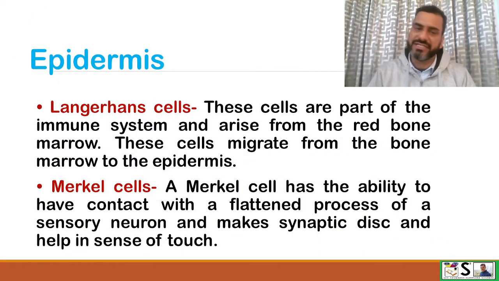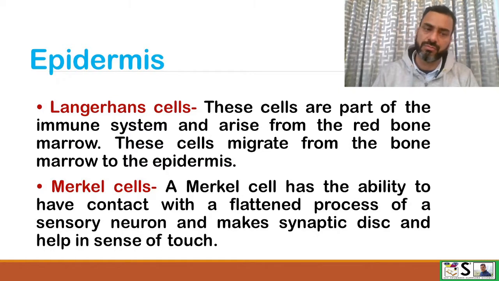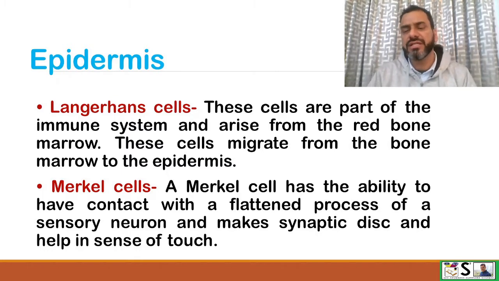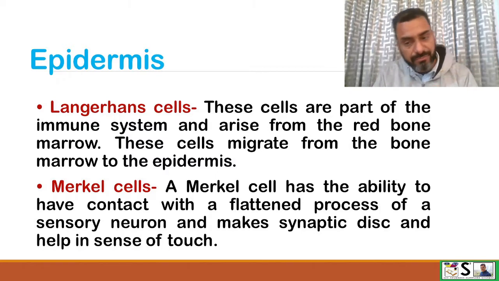Next one is Langerhans cells. These cells are part of the immune system and arise from the red bone marrow. These cells migrate from the bone marrow to the epidermis. And then Merkel cells. A Merkel cell has the ability to have contact with the flattened process of sensory neurons and make a synaptic disc and help in the sense of touch.